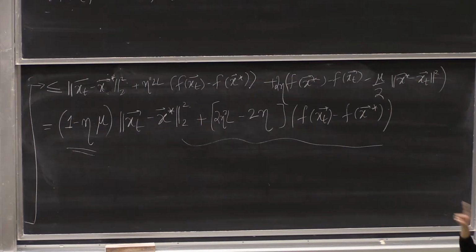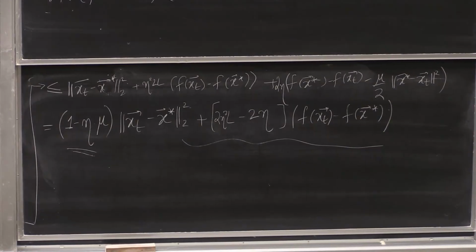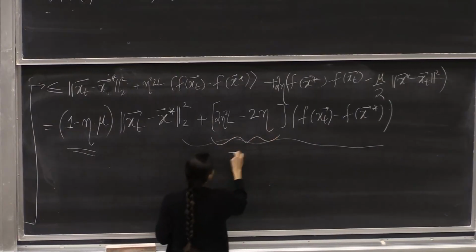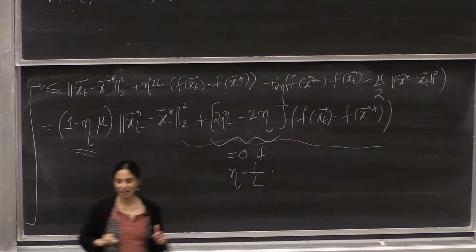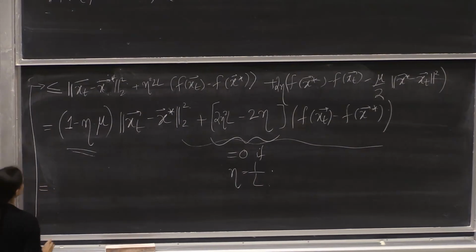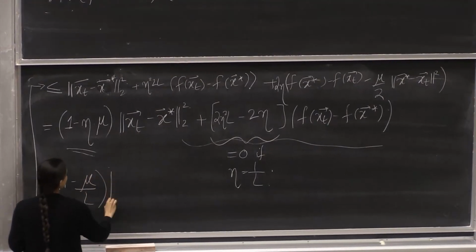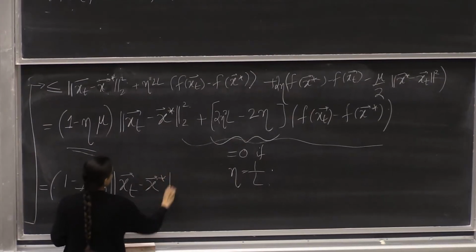Would you ever want to implement a gradient descent algorithm with eta equal to 0? No, right? So let's remove the 0 option. What is the next choice that you have? To make this 0, this is equal to 0 if eta equal to 1 over L, right? So if I choose eta equal to 1 over L, then I have 1 minus mu over L times xt minus x star whole squared.